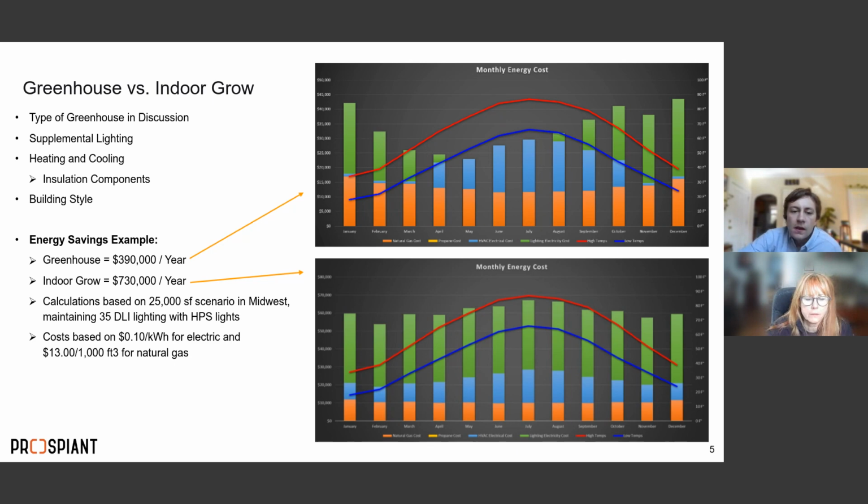Okay. And we have propane costs in there, but for this one, the equipment we were utilizing all was able to go off of natural gas. Natural gas is going to be a little bit cheaper than propane. This is also done off a 25,000 square foot facility in the Midwest, maintaining a somewhat lower DLI around 35 with HPS lights. And you can see the metrics down there that were used to account for these costs on the graph.